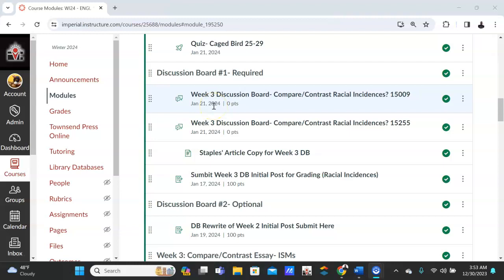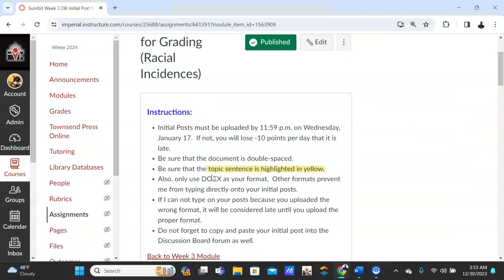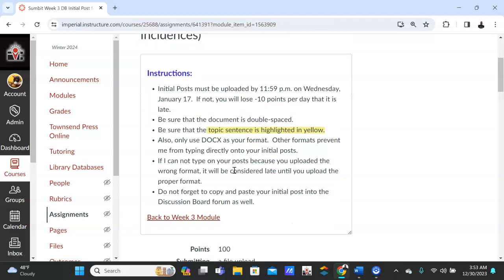So again, it's due by January 17th. This one will be run through plagiarism. The topic sentence has to be highlighted in yellow, and this has to be double spaced. If it's not double spaced and the topic sentence is not highlighted in yellow, I'm going to send it back and it will be marked late. You have to follow my instructions. I'm very clear about those. There's a reason I do it.